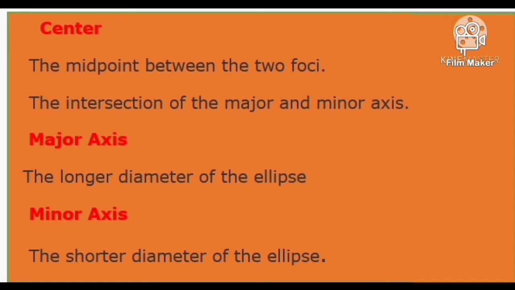Center, the midpoint between the two foci, the intersection of the major and minor axis. Major axis, the longer diameter of the ellipse. Minor axis, the shorter diameter of the ellipse.